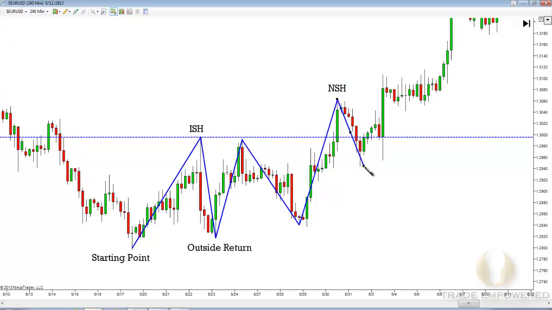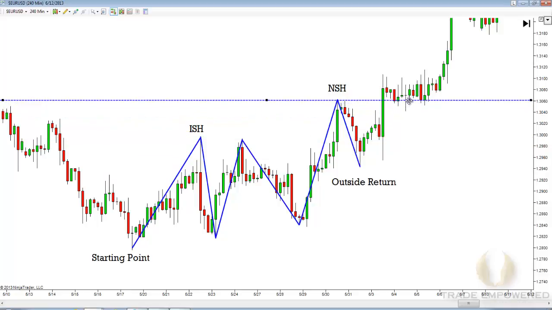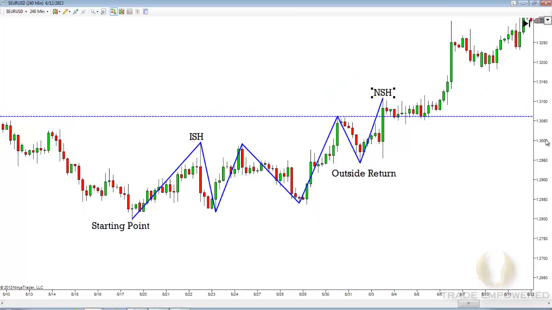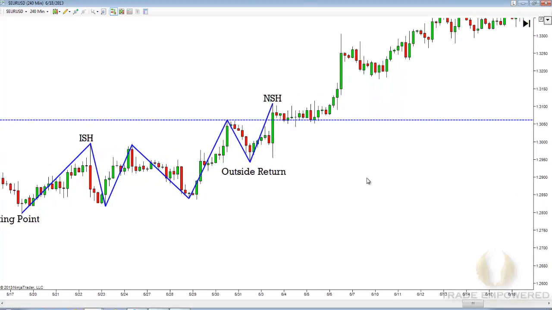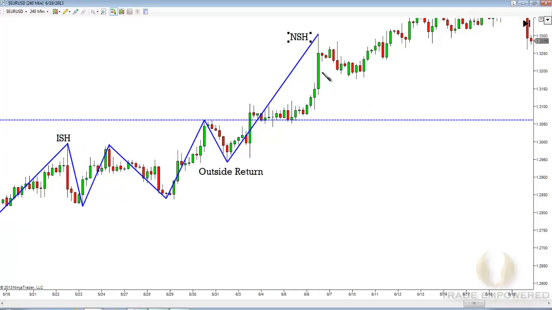Next, we get our outside return. We can bring our line up to our previous structure high right here. You can see that on this big green candle right here. What do we get? Yep, that's right. Higher high, higher close. So this becomes our new structure high. And we can watch the pattern continue. We can actually drag this all the way up to here if we want, because it keeps shooting up.